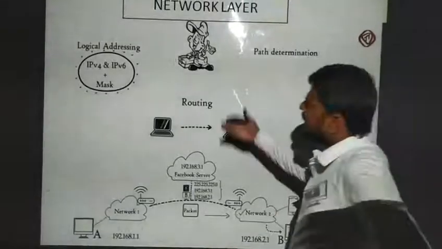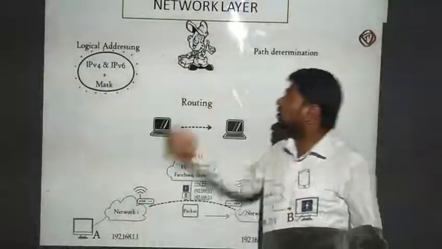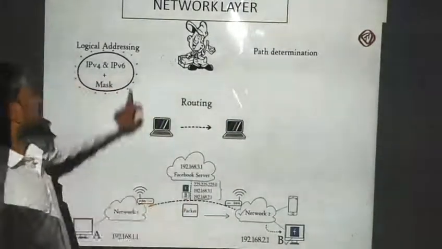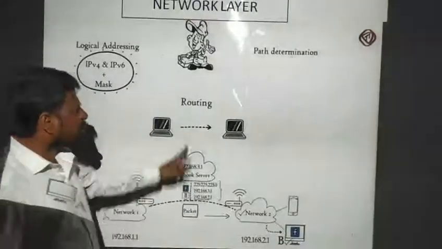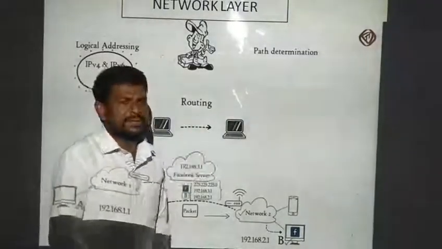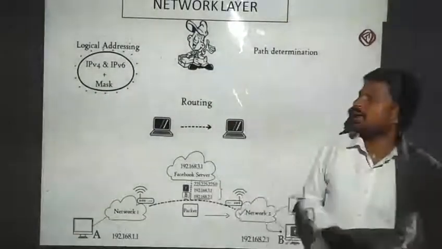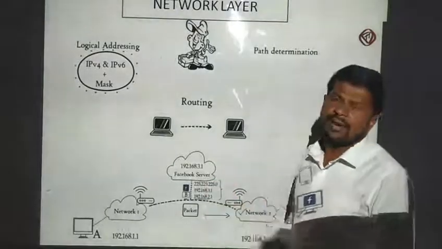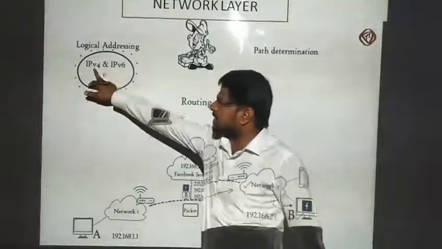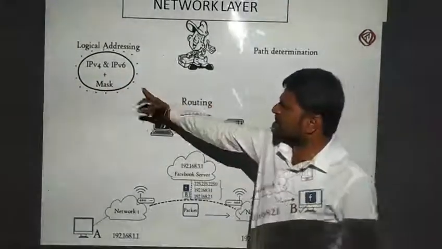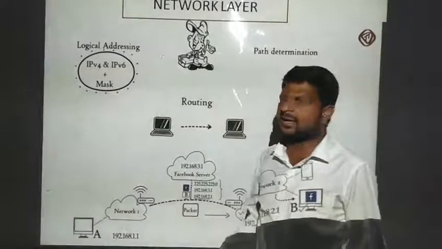After that, data is received from the transport layer by the network layer. The network layer mainly performs three functions. What are they? Logical addressing, routing, and path determination. Logical addressing means each and every system will be given an IP address. Already we learned IP address has versions, version 4 and version 6. Using the IP address, a mask will be given.